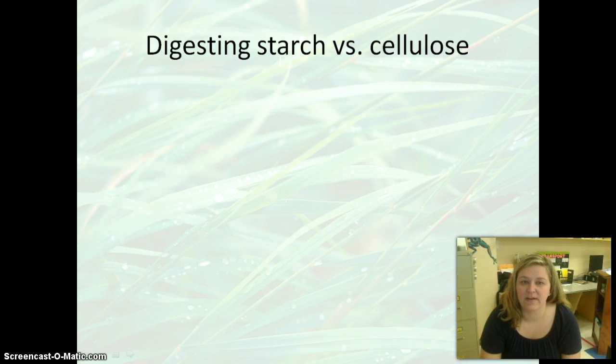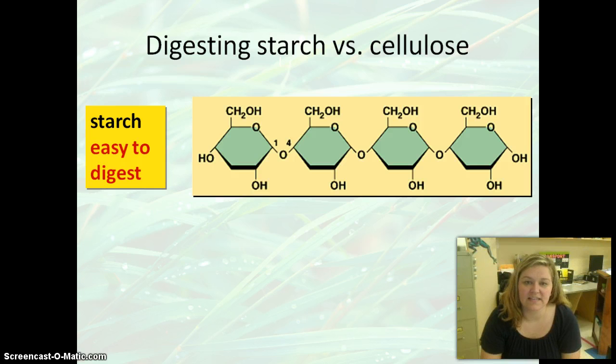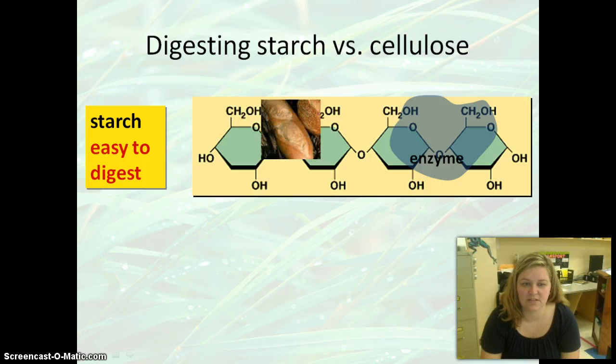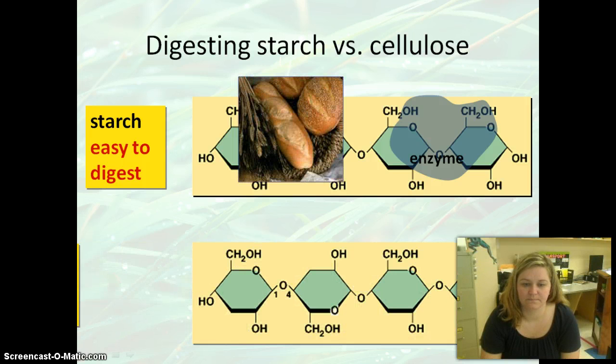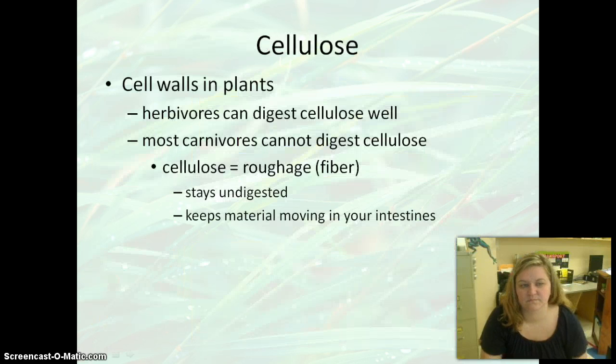Now, let's talk about how we digest starch versus how we digest cellulose. So starch is really easy to digest because if you look at it, we can just break down these little pieces. So an enzyme comes along and breaks it down. But if we have cellulose, cellulose is harder to digest. The enzyme comes along and, well, it doesn't digest it. This is why whenever you eat corn, you poop out corn. Because the cellulose found in those corn kernels is impossible for us to digest. We don't have anything to digest it.